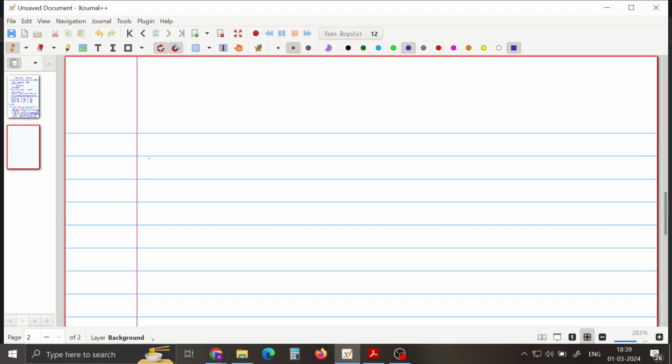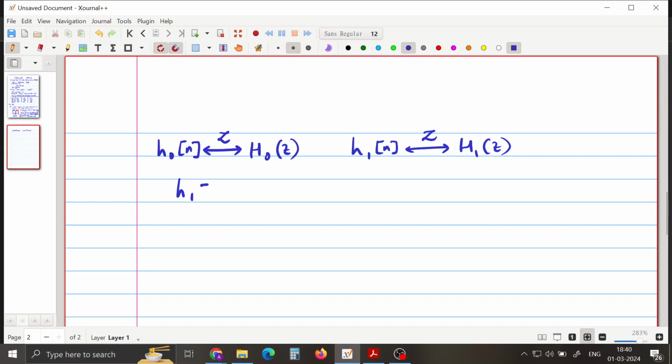By the way, the standard notation that we use is that small h naught of n has a Z transform denoted by capital H naught of z, and small h1 of n has the Z transform denoted by capital H1 of z. So this is the standard notation that we use. Now we saw that h1 of n is expressed in terms of h naught of n as follows. It's like this, we just saw it.